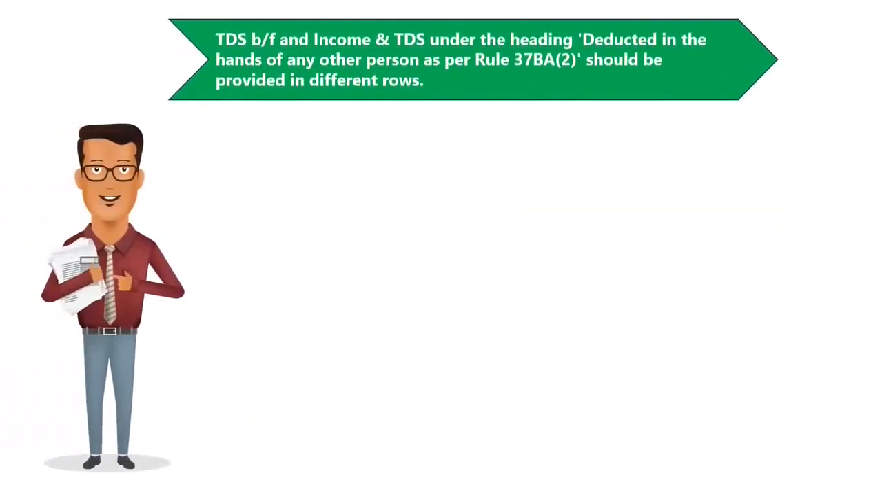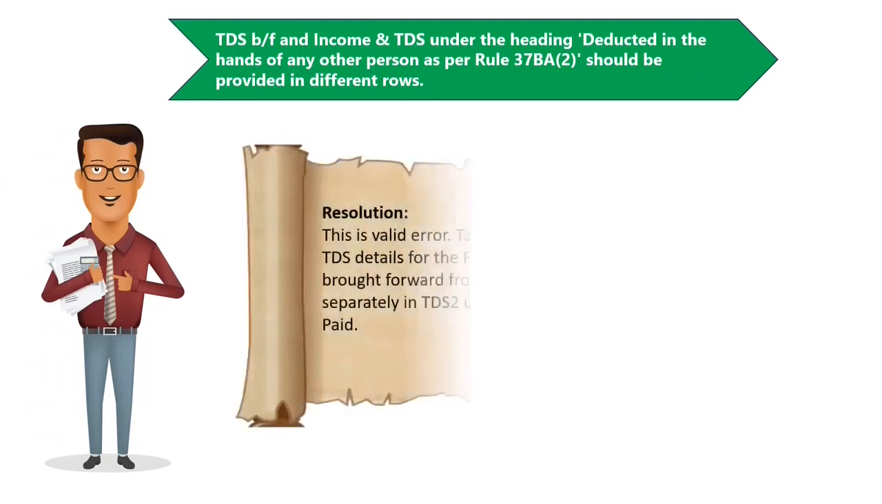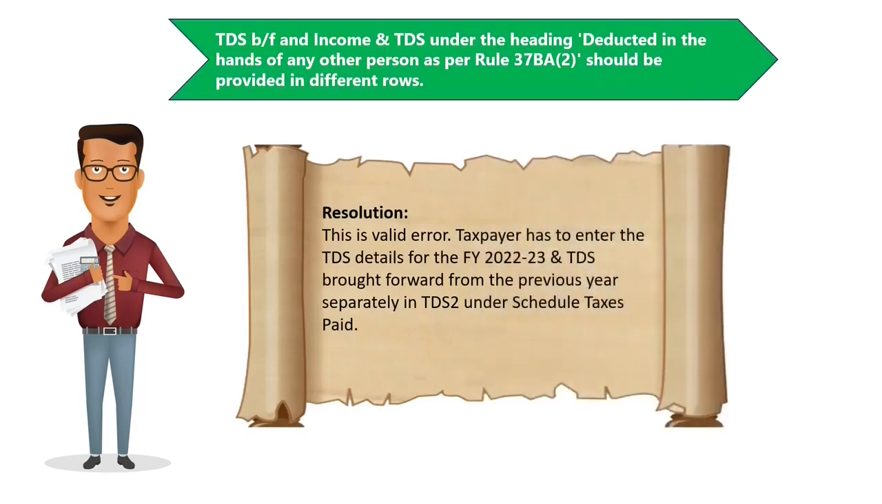At times you may get an error that TDS brought forward and income and TDS under the heading deducted in the hands of any other person as per Rule 37BA2 should be provided in different rows. This is a valid error. Taxpayers are advised to enter the TDS details for the financial year 22-23 and TDS brought forward from the previous year separately in TDS2 under schedule taxes paid.